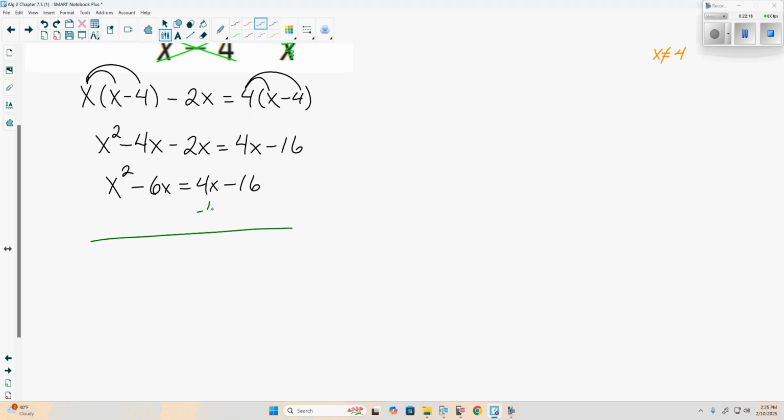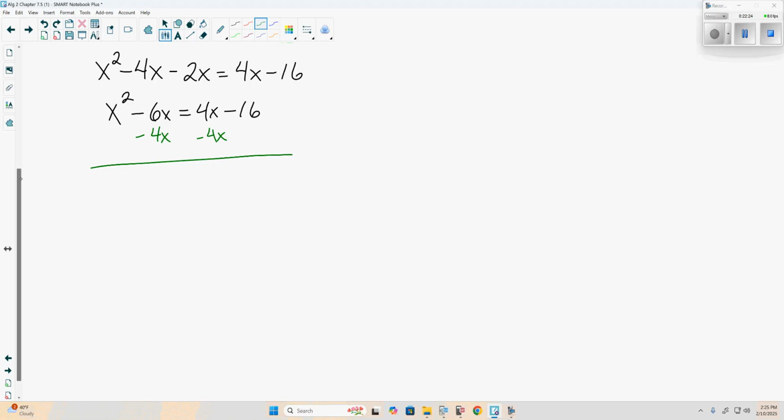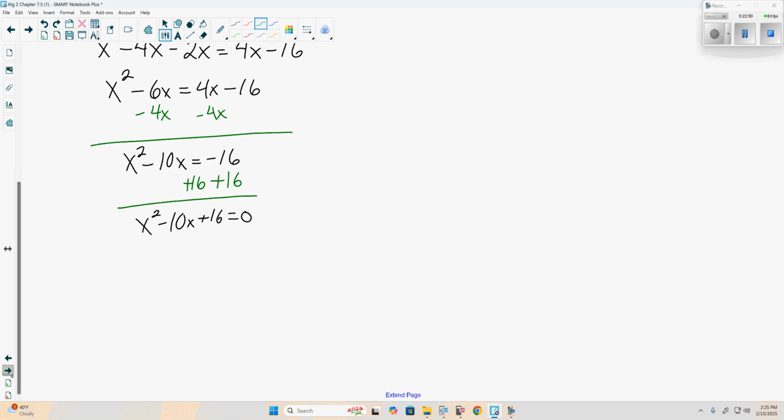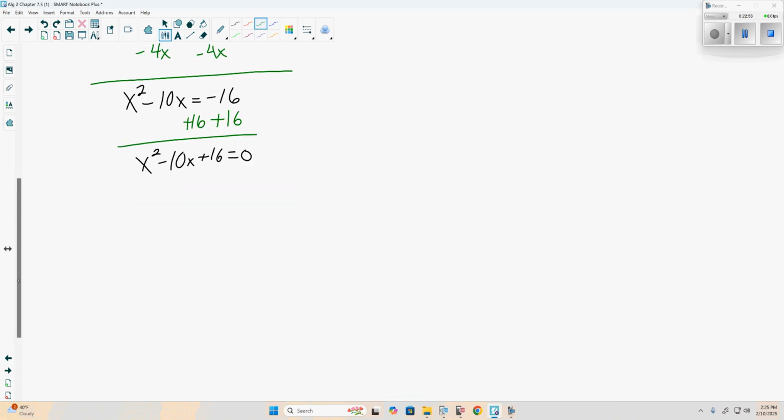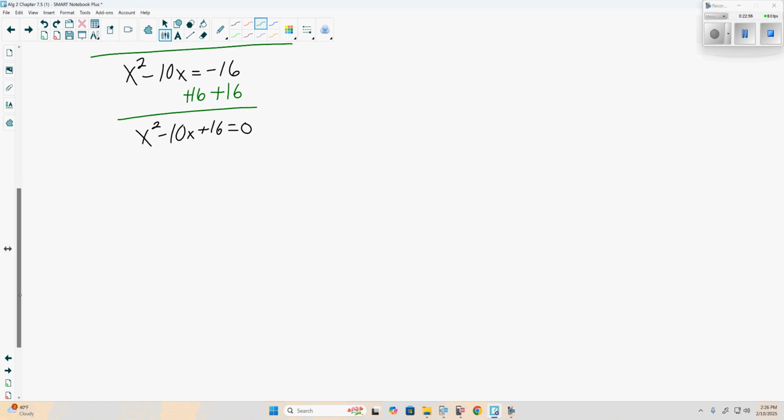Now we do need to get this equal to 0. Doesn't really matter what we subtract first, because we can either subtract the 4x from both sides, giving us x squared minus 10x is equal to negative 16, and add the 16. Or we could have added the 16 and then subtracted the 4x. Order on those two really doesn't matter, because either way, we should get to x squared minus 10x plus 16 is equal to 0.